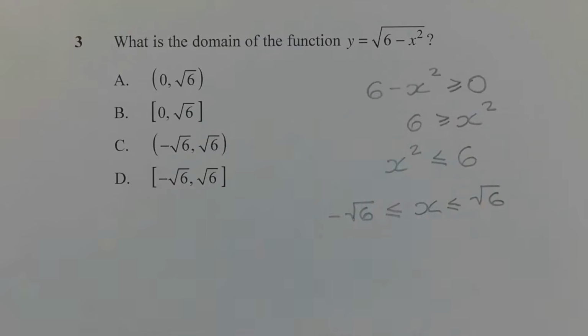Rearranging this inequality, by moving the negative x squared over to the other side, we have 6 is greater than or equal to x squared, which implies that x squared is less than or equal to 6. Now we can express this inequality as a three-way inequality. This means that x is less than or equal to the square root of 6 and greater than or equal to negative square root of 6. Therefore, the correct answer in interval notation is option D. Notice the square brackets here, which mean that the endpoints are included in the domain.